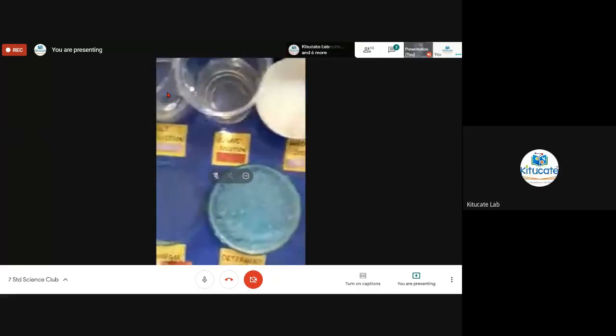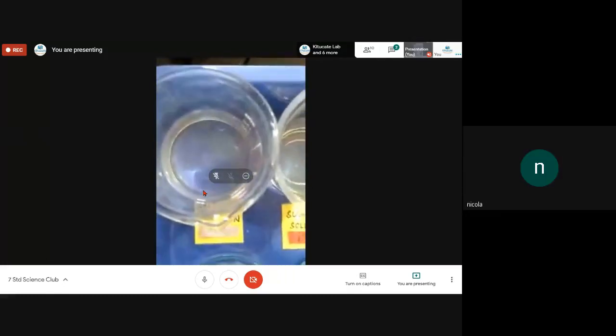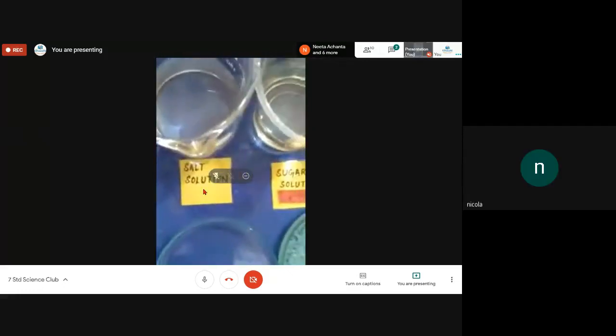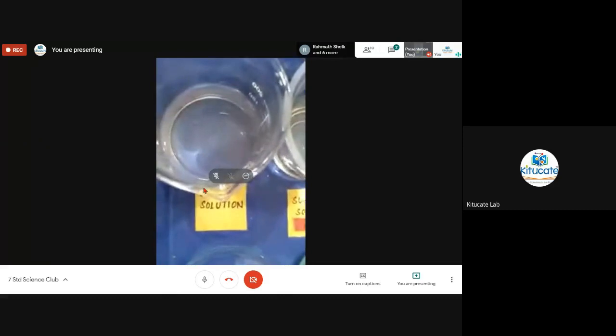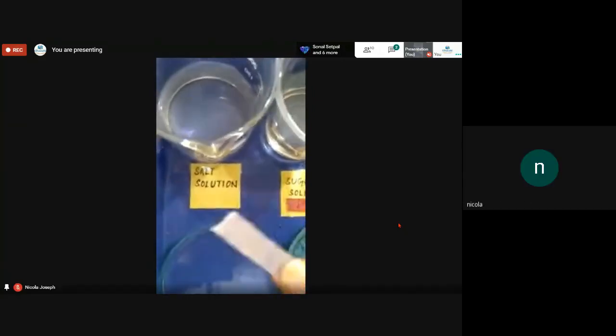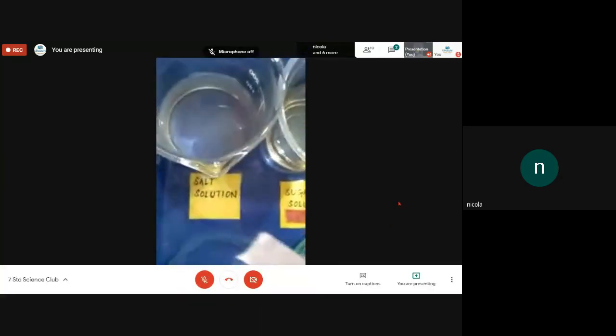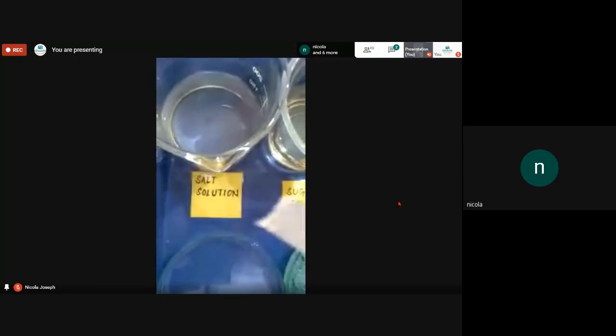See, the first beaker has salt solution. Is the writing visible or not? Yes, ma'am. So here we have a blue litmus paper. Now we will check what happens when the blue litmus paper is dipped.